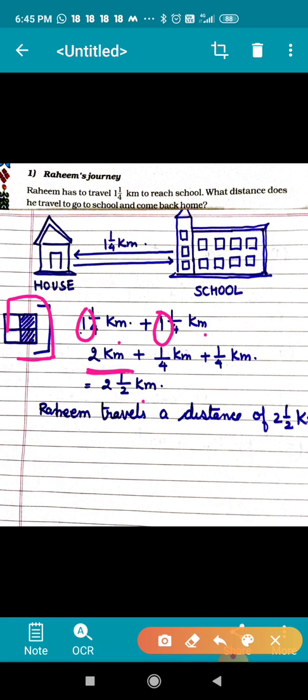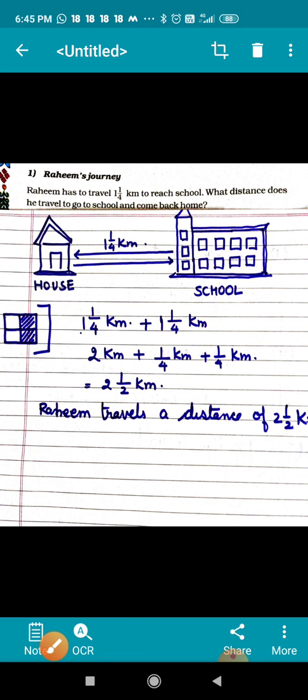From this picture it is very clear, this is 1/4 part, this is 1/4 part, and when we combine these two parts, it will become half part. Similarly we have done here, 1/4 and 1/4, it becomes half. So Rahim travels a distance of 2 whole 1/2 kilometer. Okay, now let us see the next example.